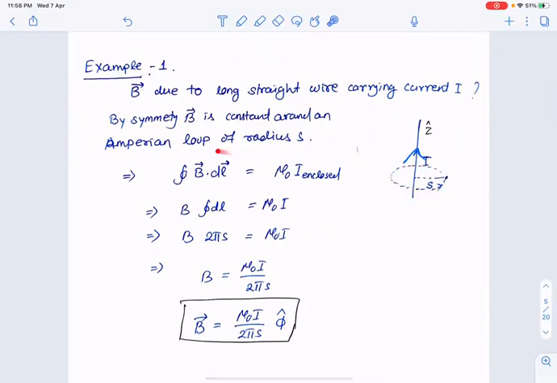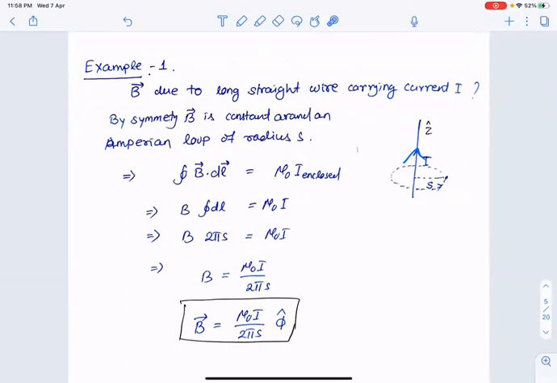In that case, since the circle encloses the current, your B dot dl will be mu 0 I enclosed. Since B is uniform, you take B out of the integral and only do the dl integration, which is nothing but the circumference of this loop, 2 pi s. So B times 2 pi s is mu 0 I, because the current enclosed is I. There is only one wire with a current I. With a little algebra, you end up with B equals mu 0 I by 2 pi s. This is the same result which you obtained previously using other methods.